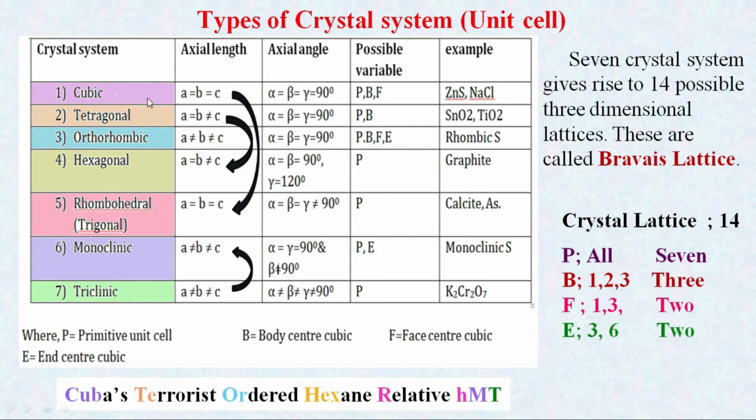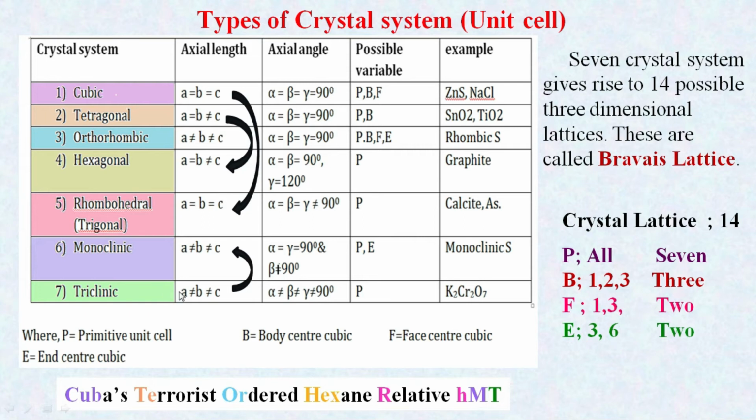So in case of cubic system, a equal to b equal to c and alpha equal to beta equal to gamma, which is equal to 90 degree. So cubic system is very easy to remember, everyone. Once you have written this cubic system, exactly opposite of this will be triclinic. Here all are equal, here all are not equal, that's the difference.